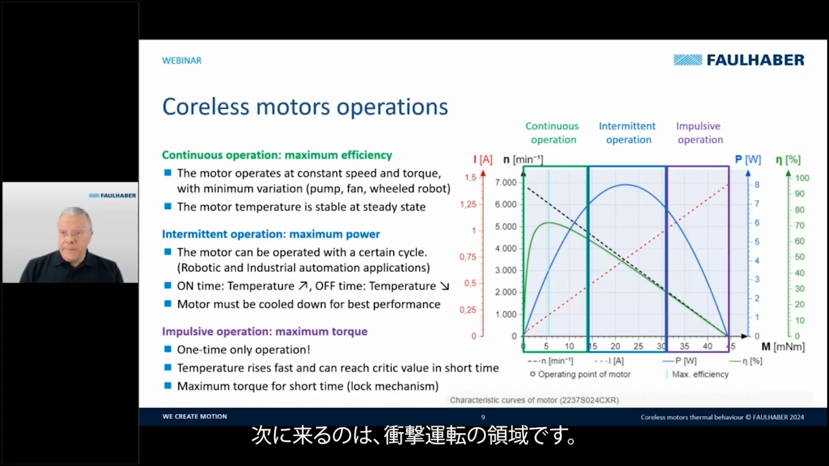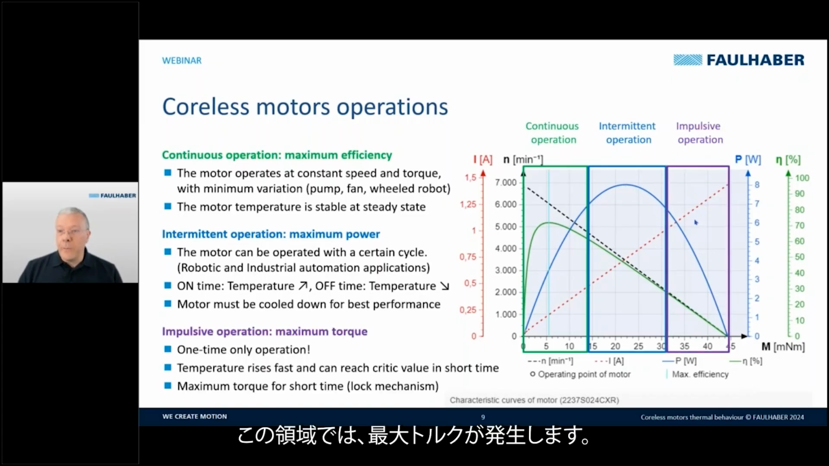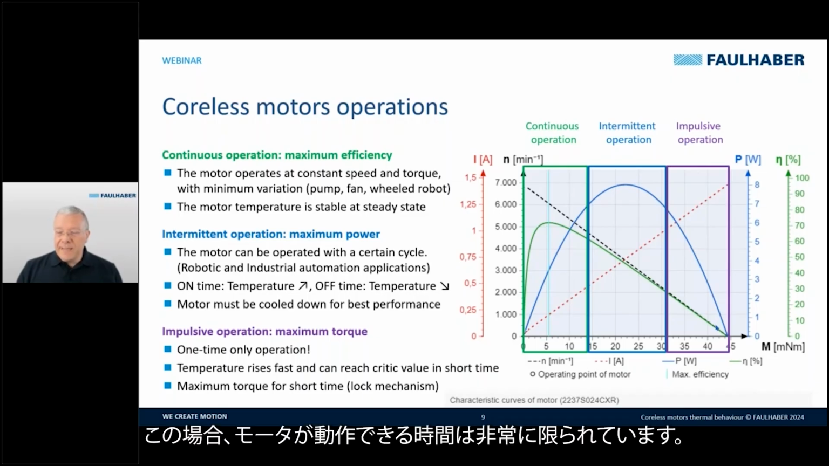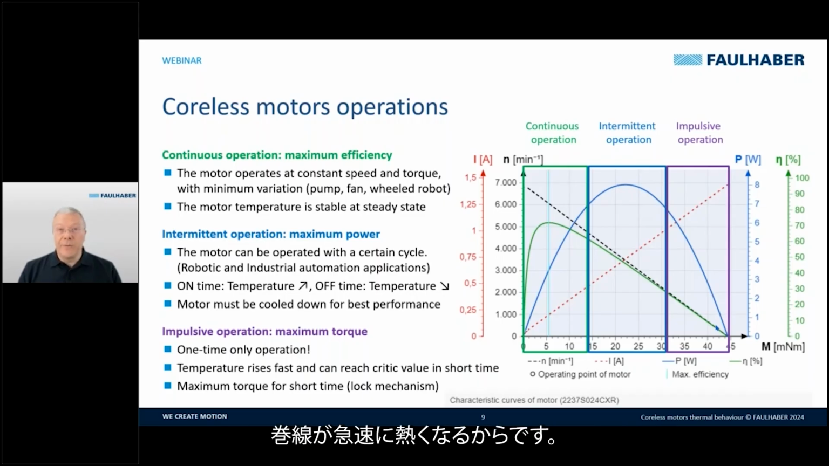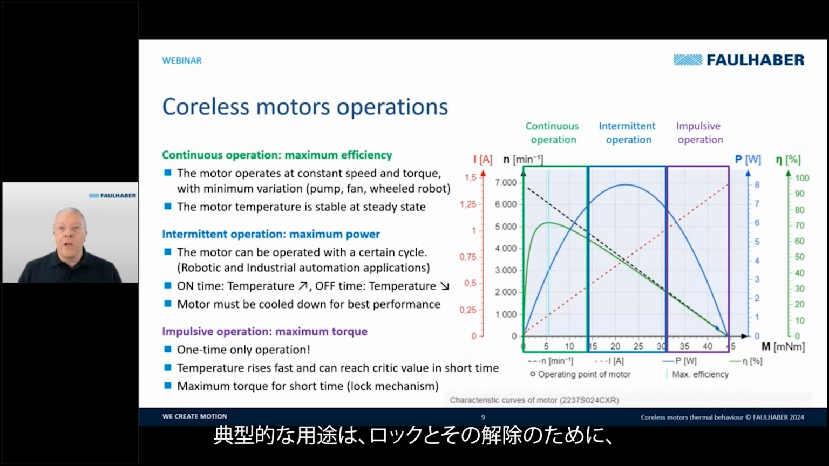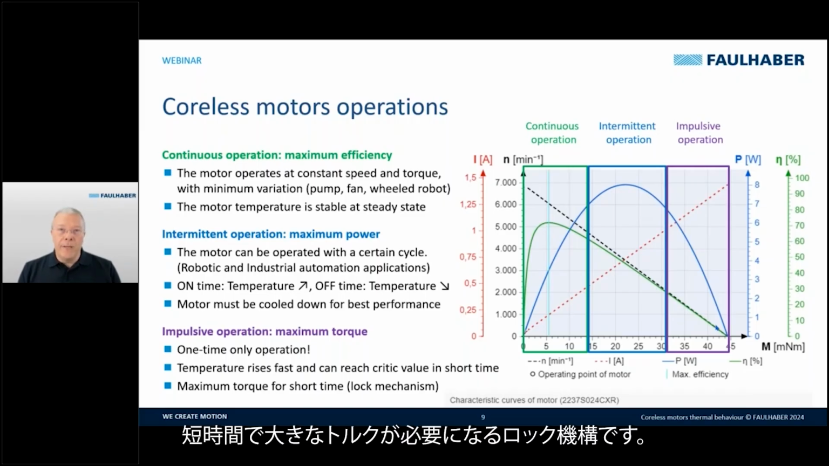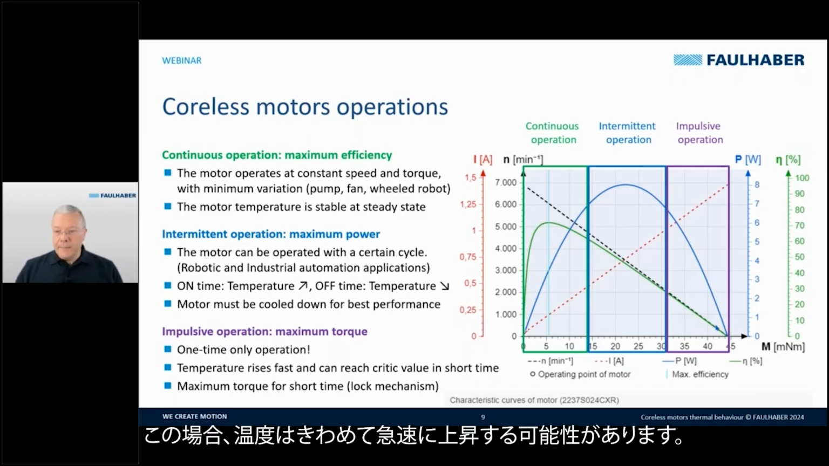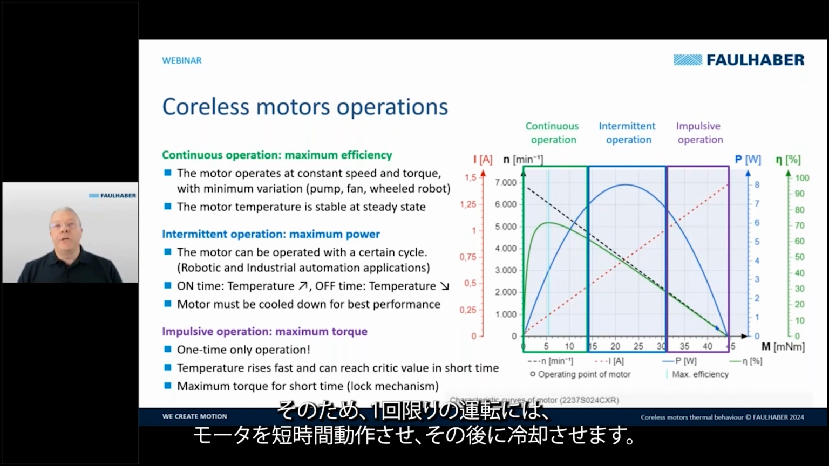Then we have the impulsive operation region, this region here, where we have the maximum torque. In this case, the time where the motor can operate is very limited because of the very fast heat up of the winding. A typical application is a lock mechanism, where you need a lot of torque for a short amount of time to lock and unlock the mechanism. The temperature may rise really fast in this case. So for one-shot operation, you need to operate for a short time and then let the motor cool down.